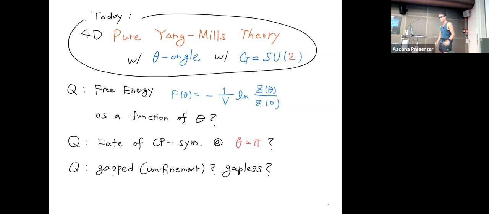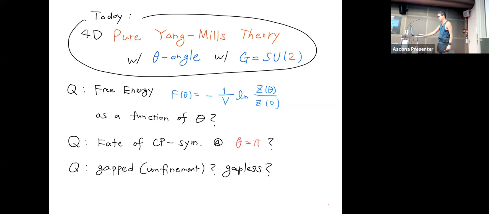One of these is what happens at theta equal pi. What's special about theta equal pi is that there is a CP symmetry. CP sends theta to minus theta, so pi goes to minus pi, but theta is periodic, so it comes back to pi. That's another point, apart from theta equal to zero, where there's a classical CP symmetry. And there's a big question: what happens to that CP symmetry afterwards if you take the dynamical effects into account? As we explained, this is very much related to the question of whether things confine or not, whether there is a gap in the spectrum or it is gapless. That's a big question in the field.